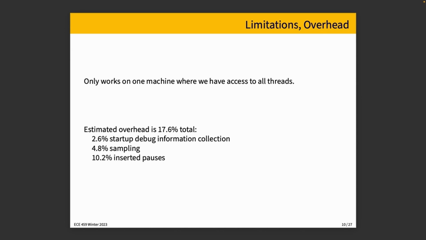One other thing, of course, if we want to estimate the overhead for this particular workload, the authors estimate something like 17.6% overhead for this tool, which is broken down into 2.6% for startup debug information collection, 4.8% for sampling, and 10.2% is the delay caused by slowing down other threads such that we generate a virtual speed up. That's a manageable amount of slowdown. It's not the kind of thing you would do on a time-critical system or where you have very hard deadlines that you need to meet, but it is fairly reasonable for debugging.